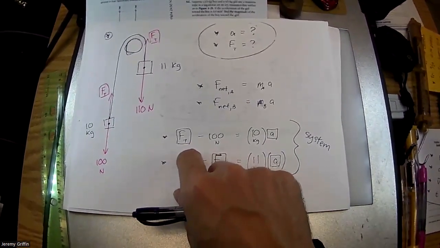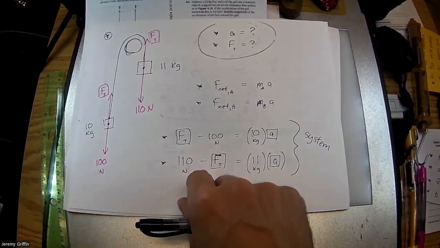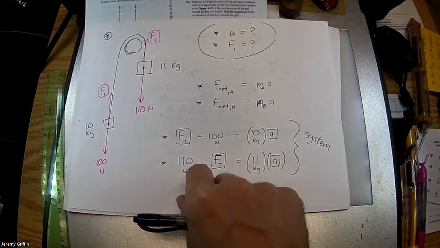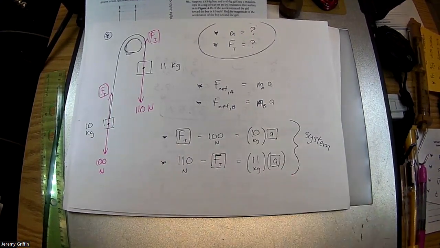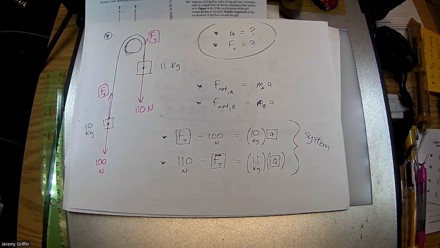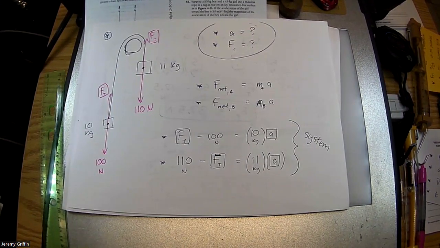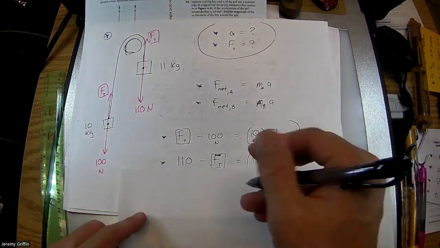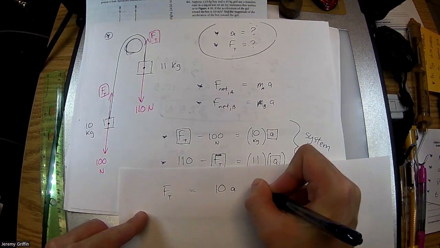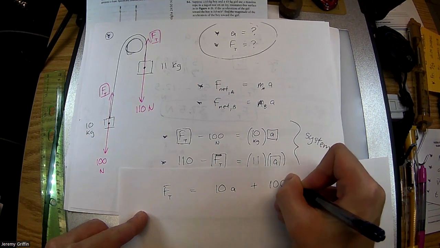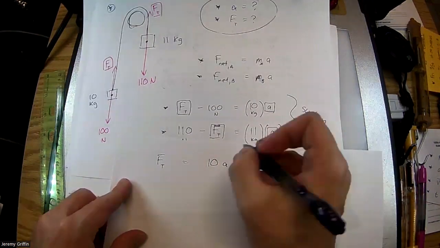Maybe we could solve for the tension in terms of another expression and then do a substitution. We could do substitution or elimination, either way. So if I take that first one, I get the tension force is equal to 10A plus 100. I'll drop my units just to simplify this a little bit.